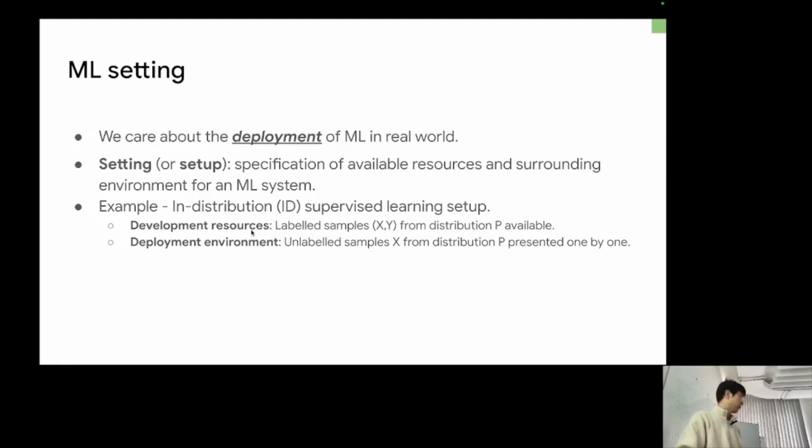That's probably the simplest one. What are the development resources here? A set of annotated points from distribution P, and the deployment scenario is another set of samples from the same distribution.